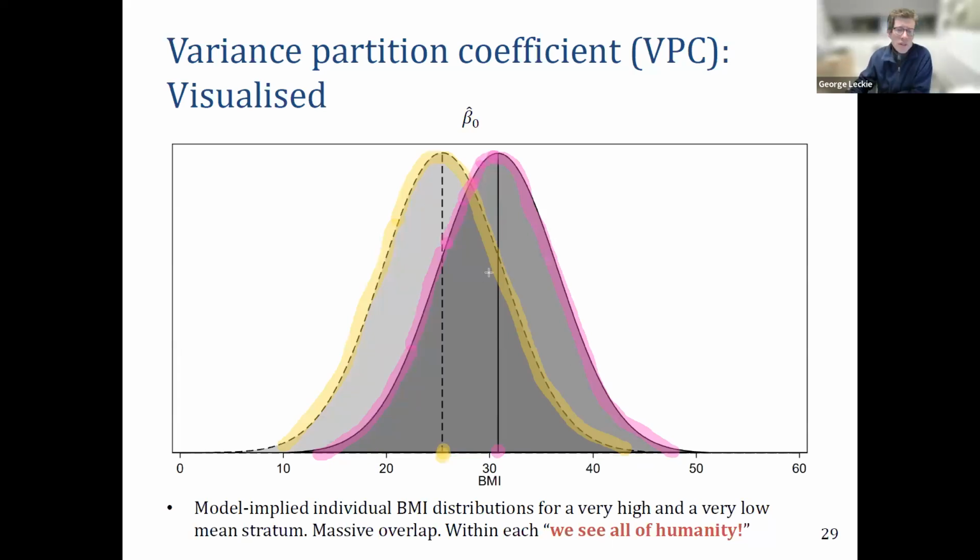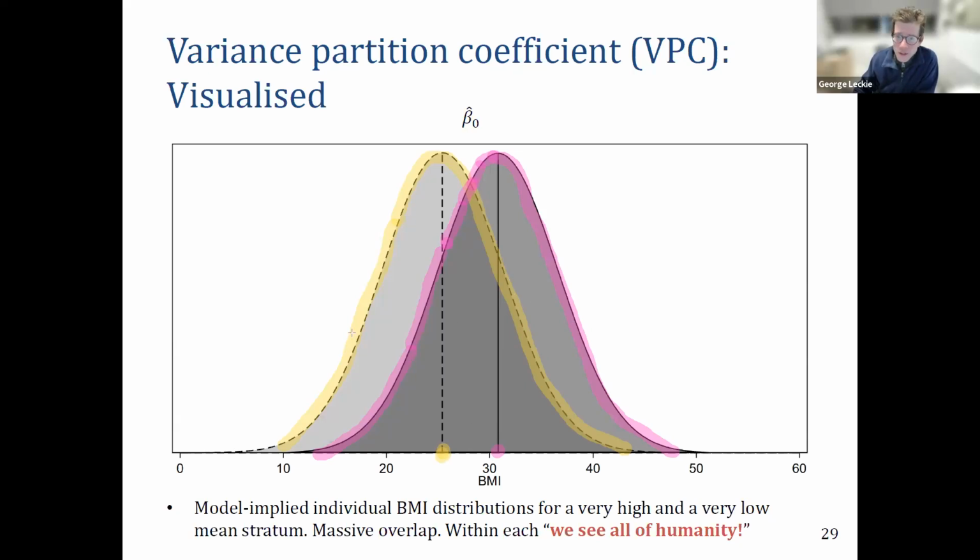So these two distributions are overlapping, and that darker shade triangle in the middle of the plot is the overlap. So what this is basically saying is that within any given stratum, we see practically all of humanity. We see the very lowest BMI scores and the very highest BMI scores. Yes, the pink distribution is to the right of the yellow distribution, but really there's so much overlap still. So there's plenty of people with low BMI in the pink distribution, and there's plenty of people with high BMI in the yellow distribution. So this is, again, what we mean by lack of discriminatory accuracy.